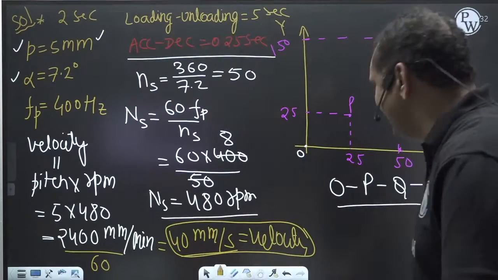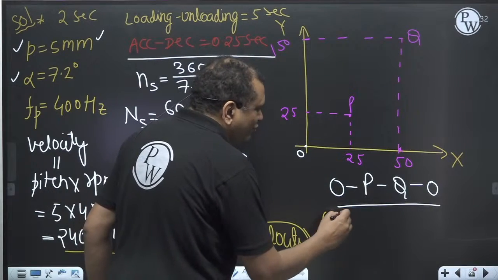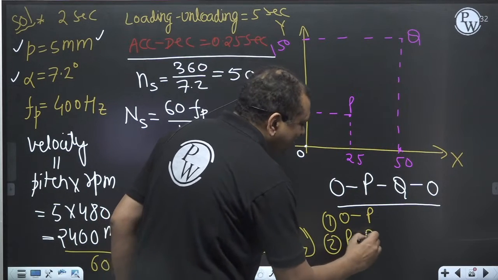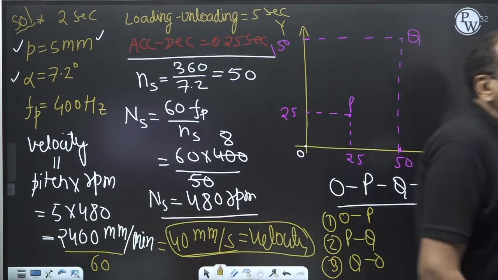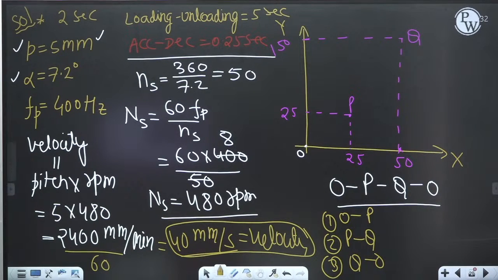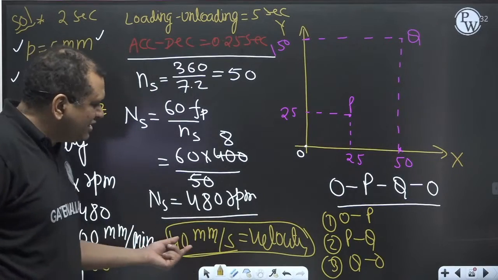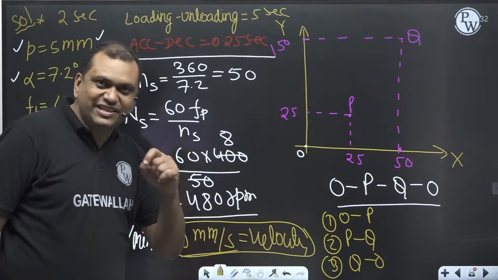There are 3 movements. The first movement is O to P, the second movement is P to Q, and the third movement is Q to O. There are 3 movements, na? Now, the velocity for both the steppers will be the same.